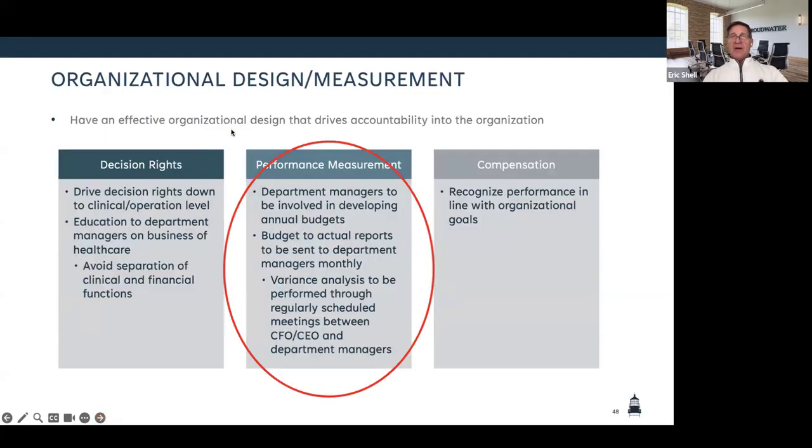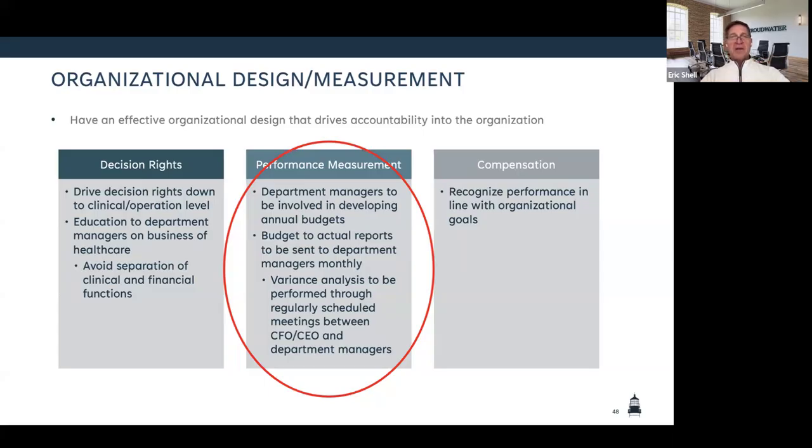Then the last area is measurement. And again, I think wherever we can create a measurement system has the opportunity to take politics out of decision-making and drive accountability in. So this was a framework that I learned back in MBA school at the University of Rochester years ago. And what we talked about is organizational design. And think of organizational design as a three-legged stool. And the three legs of the stool, if you change one, you've got to change the other two.